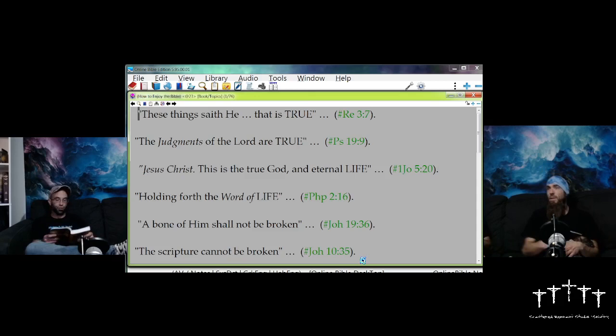True. Okay. And then the judgments of the Lord are true. So the things saith he that is true. So who said it that's true? The Lord said it. That's right. And the judgments of the Lord, the things that come forth out of his mouth and are decreed and weighed, are true. Between Revelation 3:7 and Psalms 19:9. That's what I was going to say.